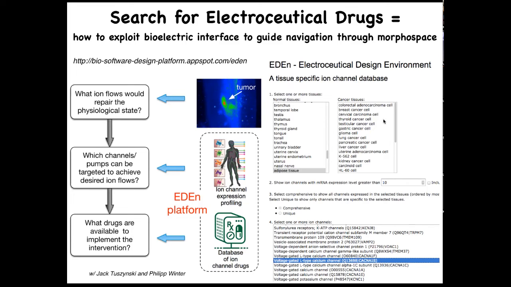It's online. This is the beginning of the interface, where you could pick different tissues, either normal or transformed, and then see all the channels that are your potential targets, so-called electroceuticals, because there's a huge database of drugs that target all of these channels. Many of them are human approved. So this is what we're looking at in the future: the use of computational platform guided electroceuticals for birth defects, for regenerative medicine, and for cancer.